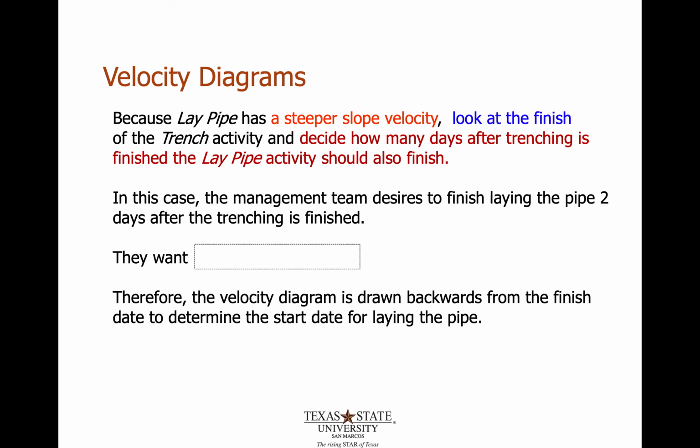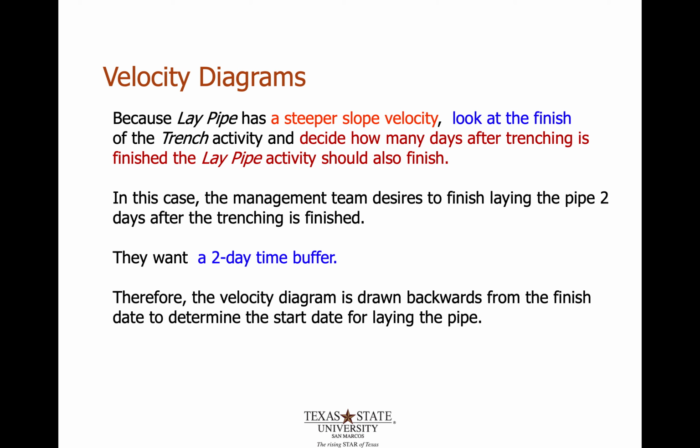Then we decide how many days after trenching, the first activity, is finished that the lay pipe activity should also finish. Then we go backwards to determine when the start date is. So in this case, the management team decides that they want lay pipe 2 days after trenching is finished. Notice it says finished instead of start, as with the previous examples. So what they're actually asking for is a 2-day time buffer.